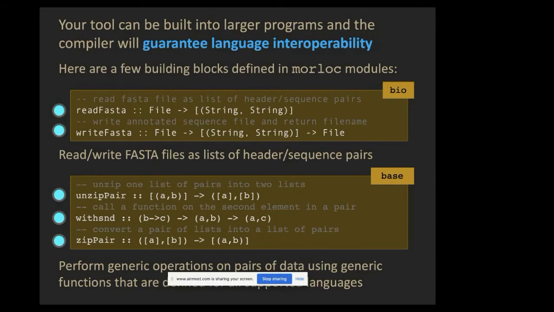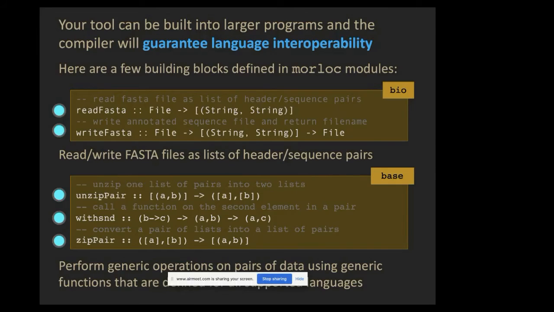Now that alignment is loaded into the Morloc ecosystem, you can take advantage of other Morloc-defined functions. The bio module defines I/O functions for dealing with FASTA files. Read FASTA reads in sequence data as a list of header sequence pairs. Write FASTA will write the header sequence pairs to a FASTA file. These functions may be implemented in many languages, such as R, Python, and C++. It is the role of the compiler to choose the most appropriate implementation and generate any code needed to make it interoperable with our align function.